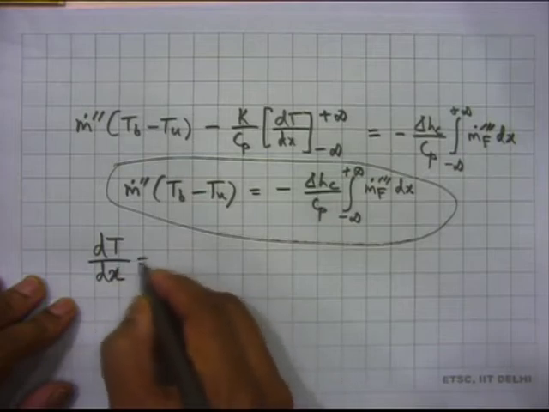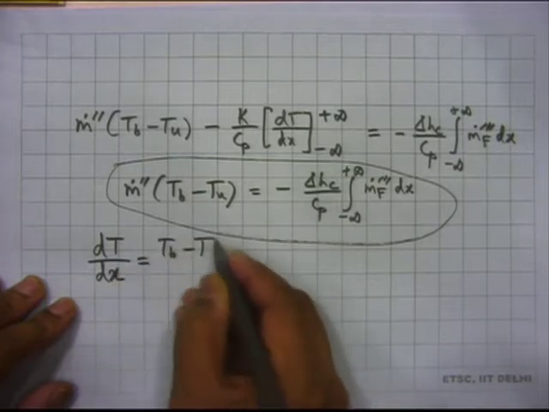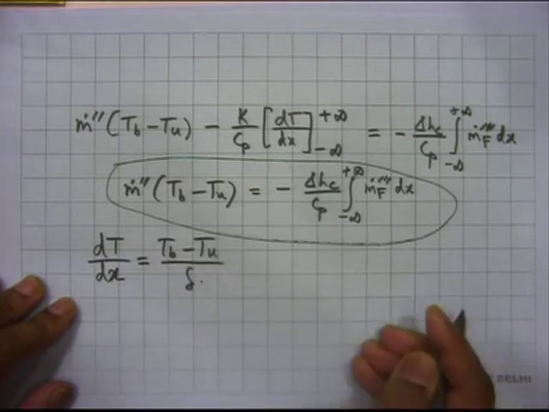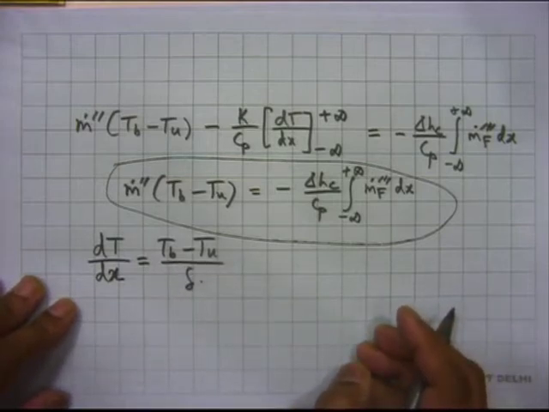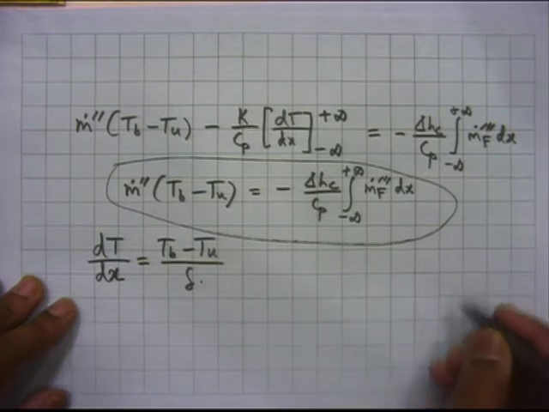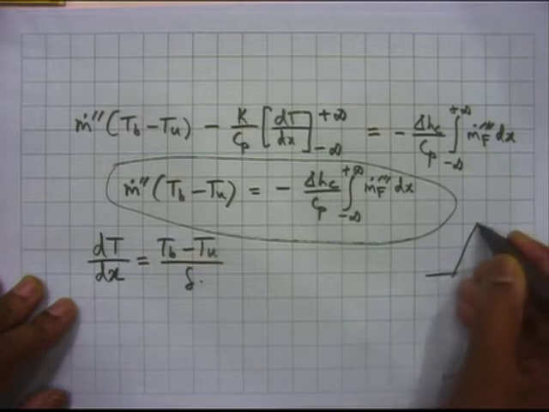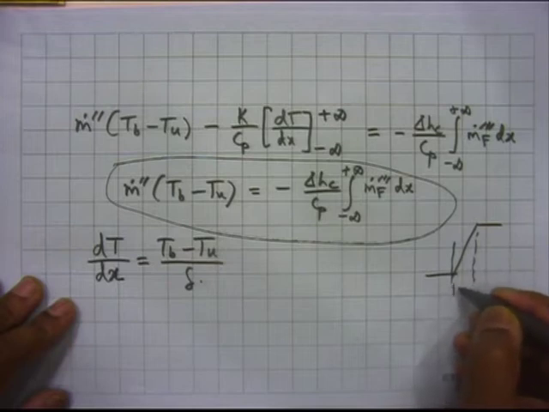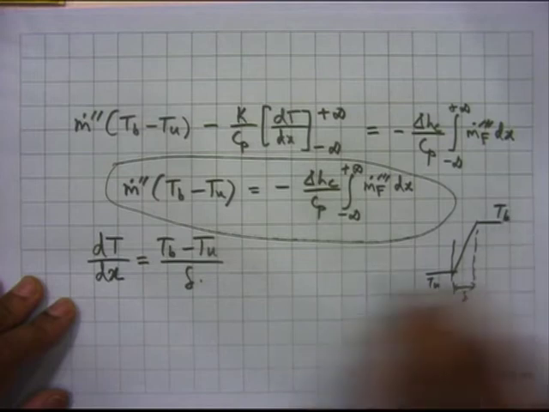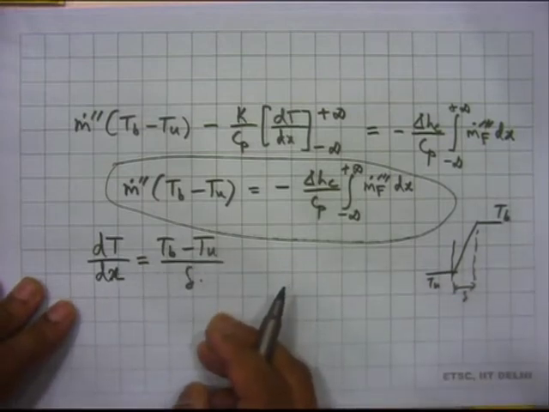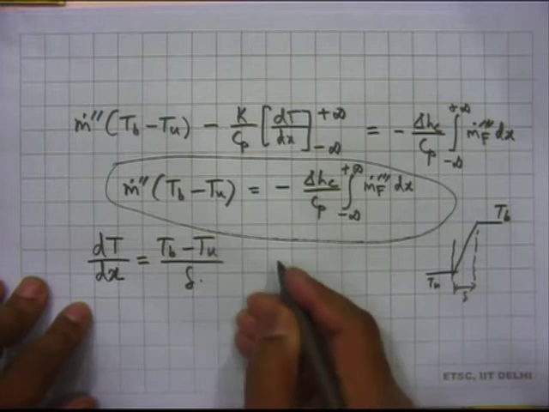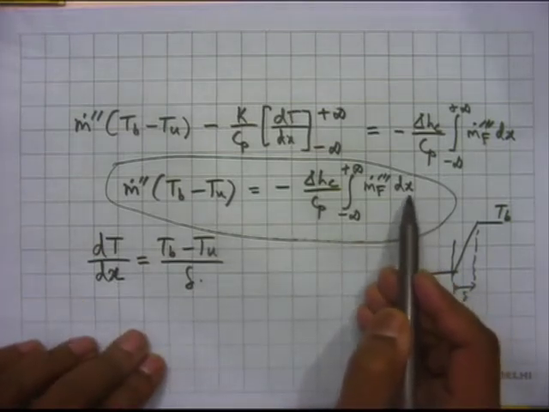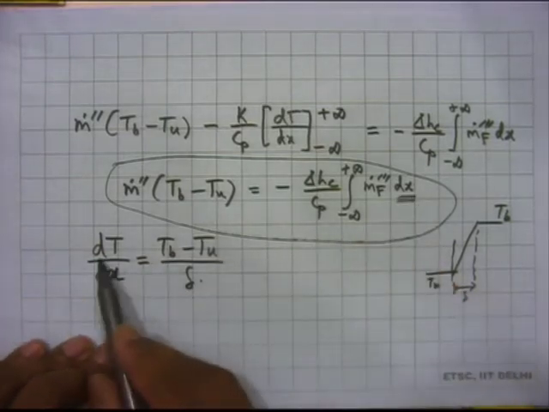Now, dT/dx is (T_b minus T_u) by delta. dT/dx is 0 everywhere except in the flame thickness zone, isn't it? We had this, and this is delta, this is T_u, this is T_b. So, dT/dx is (T_b minus T_u) by delta, and using that what I will do is I will replace this dx in terms of dT.